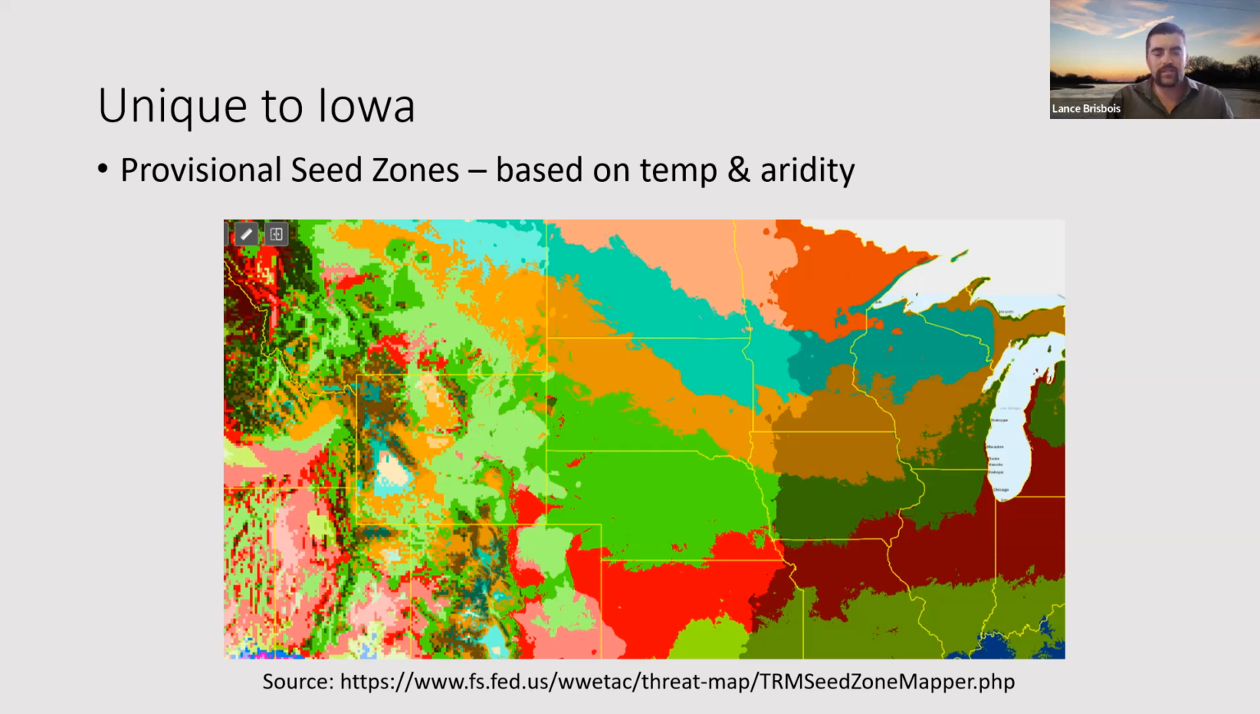So this map was designed to help people with planning seed for native seed production and like where to purchase seed and ecotype and that kind of stuff. So it's a little bit different than the ecotype regions that we have laid out in Iowa, but it's just an interesting, another alternative, I guess, and cool visualization of how the Loess Hills are a little bit different than the rest of Iowa.